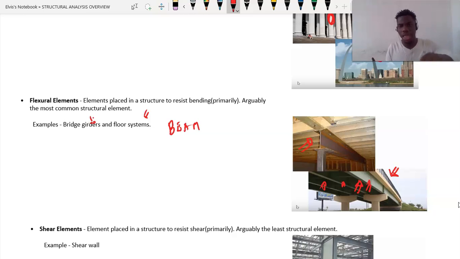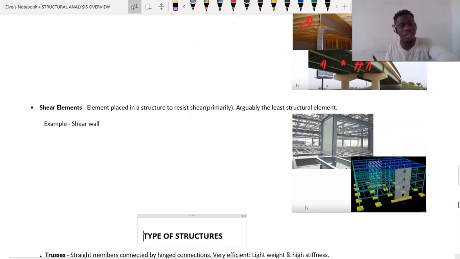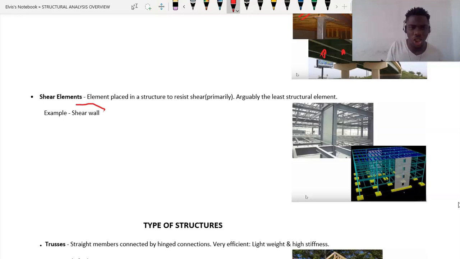Okay, so let's move to the next structural element. The next structural element is what we know as the shear element. Now guys, these elements are placed in a structure in order to resist shear. Their work is just to resist shear. The most common shear element is the shear wall. If you take a look at this picture, you're going to find that this is an example of a shear wall.